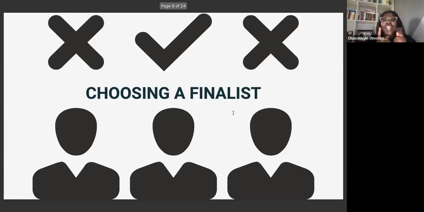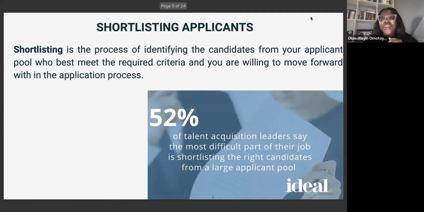All right, let's move very quickly. So now you have done this, you have sent out the vacancy, you've gotten CVs and applications. How do you choose a finalist? I'll run through this very quickly so that we can take questions. Now, there's something we call shortlisting. And this is the part where you pick out from the large pool of candidates you have, the close to the best.